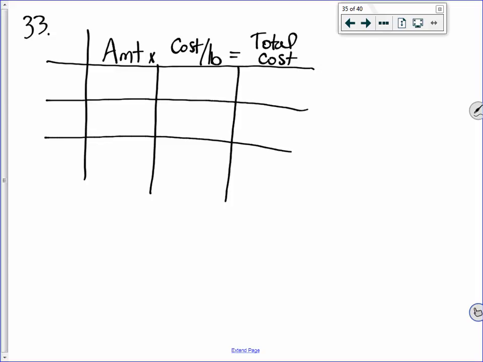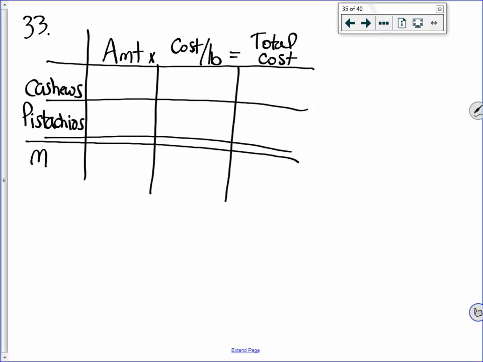So we're mixing cashews. We're mixing them with pistachios. And then we get mixed nuts. Normally they mix them with peanuts to make it a little cheaper, but this is going to be an expensive mix. So in the problem it states that cashews sell for $4.80 per pound, and pistachios sell for $6.40 per pound.